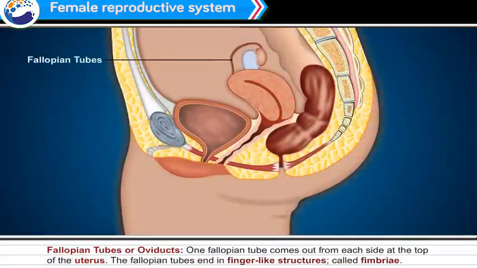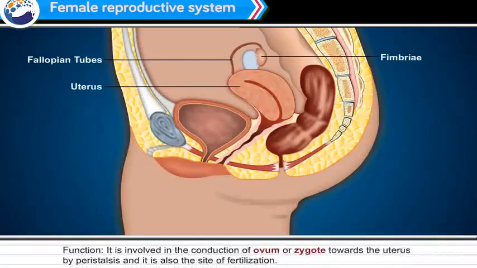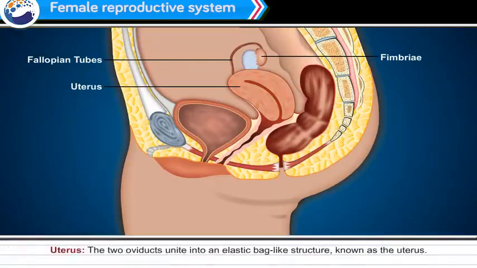B. Fallopian tubes or oviducts. One fallopian tube comes out from each side at the top of the uterus. The fallopian tubes end in finger-like structures called fimbriae. Function. It is involved in the conduction of ovum or zygote towards the uterus by peristalsis, and it is also the site of fertilization.